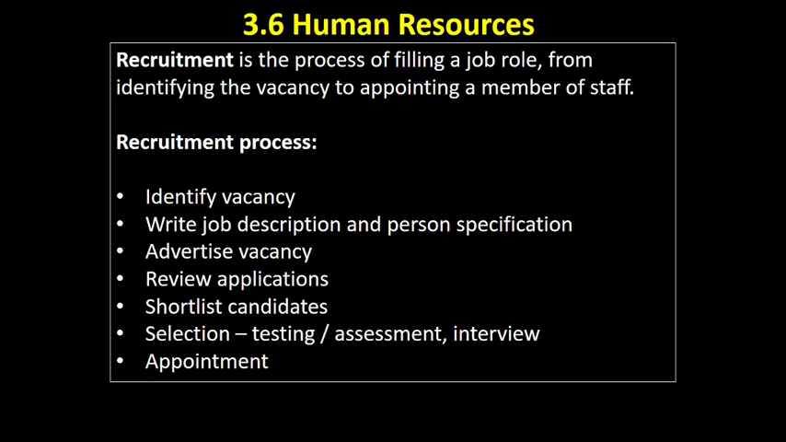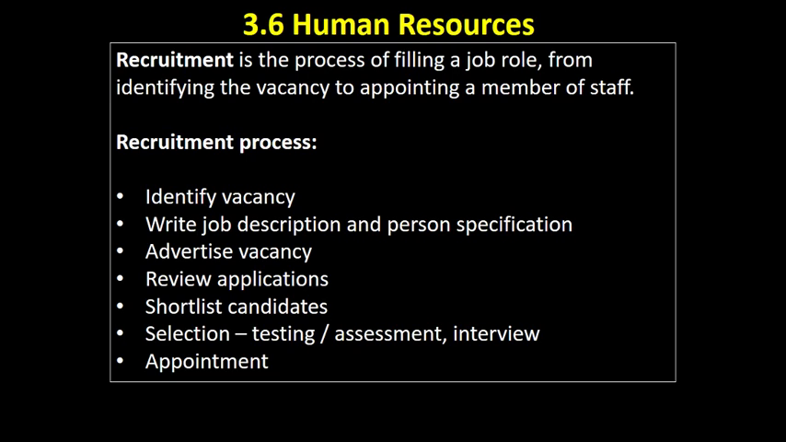And once we've advertised, hopefully we'll start to receive some applications for the job, which we then need to review. And we will shortlist candidates that we think would be the best based on however they've applied, usually a CV, covering letter, maybe a form that's being filled in. And so we'd have an idea of, on paper, the strengths and weaknesses of each candidate. We'd invite them in for interview.